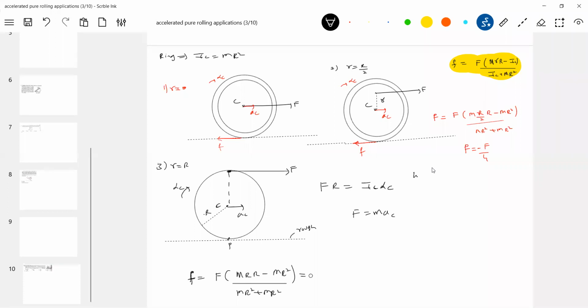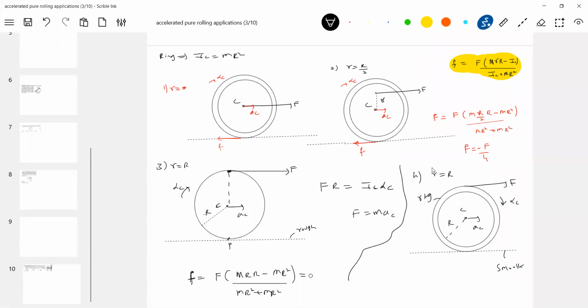Means now let me do one thing. There's a ring. And let me call this a smooth surface. Then can it have pure rolling? Yes, it will have pure rolling. This, it's a ring. The force is applied at small r equal to capital R. Again, the same condition. Though the surface is smooth, what happens? Still it will have pure rolling.